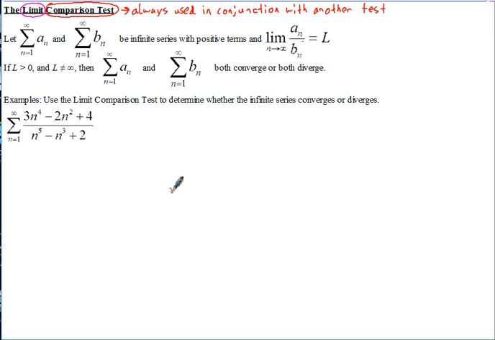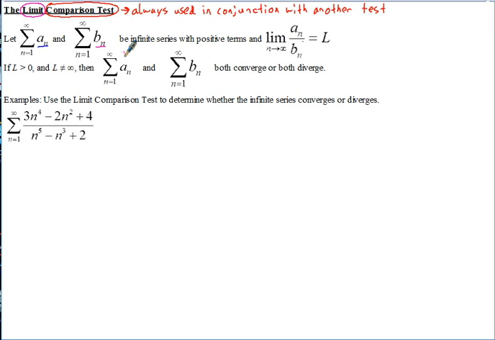Okay, so this time we've got two series. Again, we're going to call the formulas a sub n and b sub n. But this time, unlike the direct comparison test, you can use the limit comparison test even if one is not always going to be larger than the other, or if we don't know whether one's going to always be larger than the other. So it's a little more flexible than the direct comparison test in that sense.